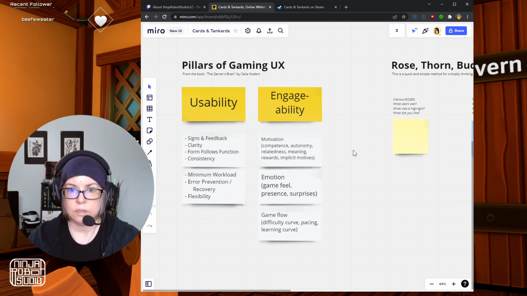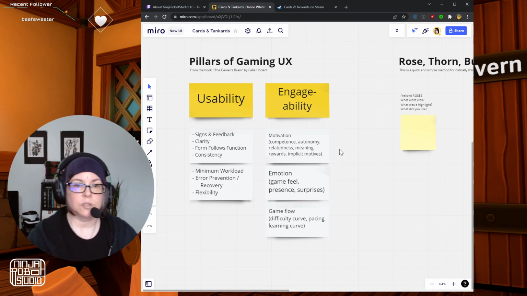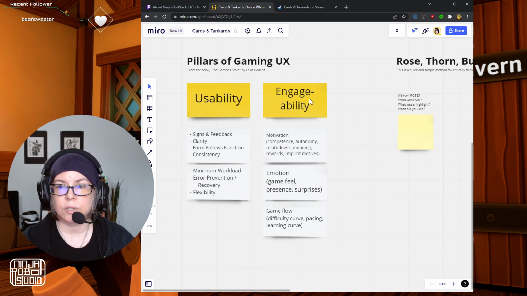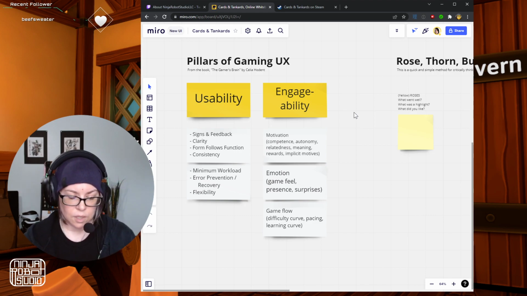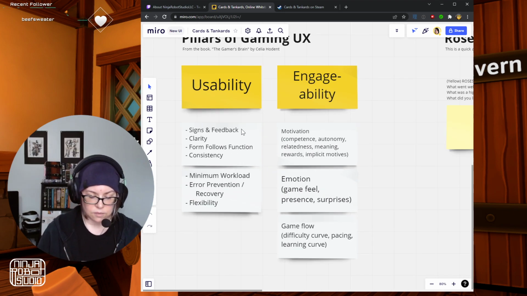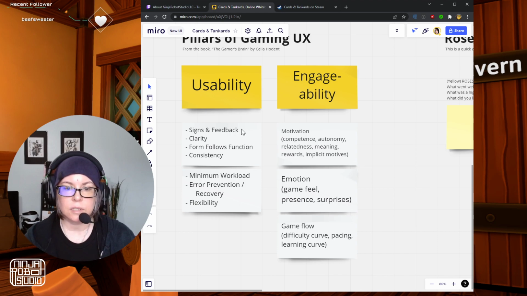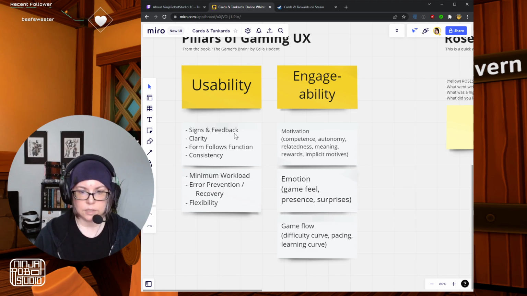She has it broken up into two categories. You've got your normal category for usability, which is based on, again, the Nielsen-Norman heuristics. And then there's an extra category called engageability that is specifically for experiences like games. We can quickly go through those. You've got the 7 pillars of usability: signs and feedback, clarity, form follows function, consistency, minimum workload, error prevention and recovery, and flexibility. I'll quickly talk about each of these.